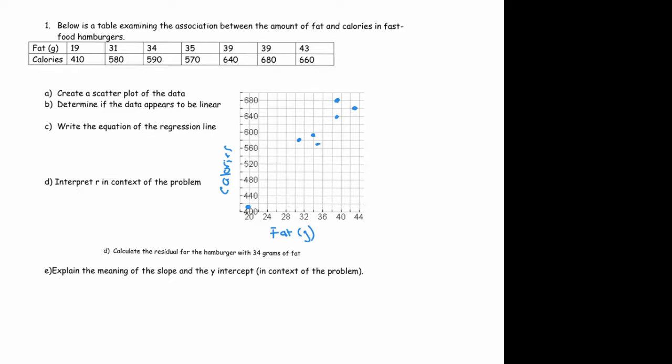The first question we ask ourselves when we analyze this is whether or not the data appears to be linear, and it definitely does. It doesn't seem to show any curve or any other type of relationship that would be better than a linear one. So I would say that this definitely indicates a linear association. So now we're asked to write the equation of the regression line.